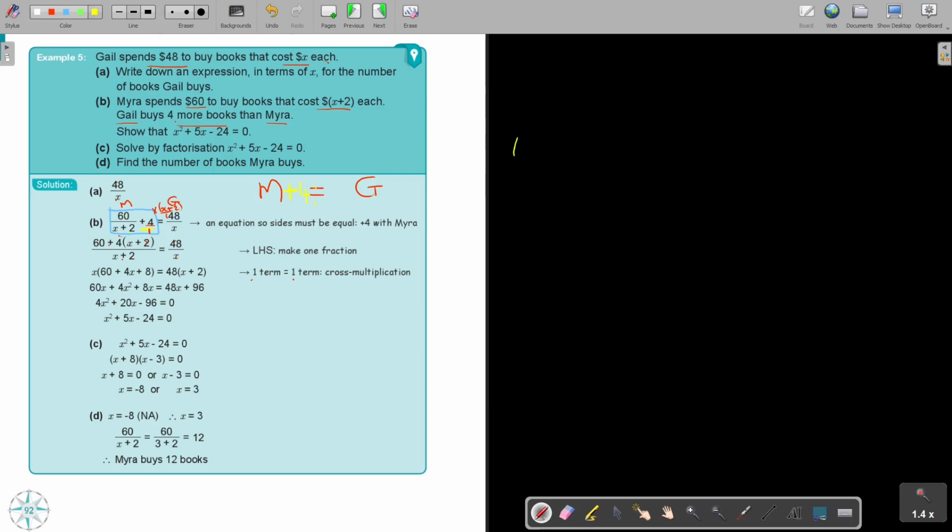So say for example, you said, no, I'm going to rather just go with the fractions because I can work with fractions now. So it's not one term over one term. Let's just go there. So it's going to be 48 over X. So what is the LCM? The LCM is going to be X plus 2. So I put a bracket, I multiply X plus 2. I multiply X plus 2. I multiply X plus 2.